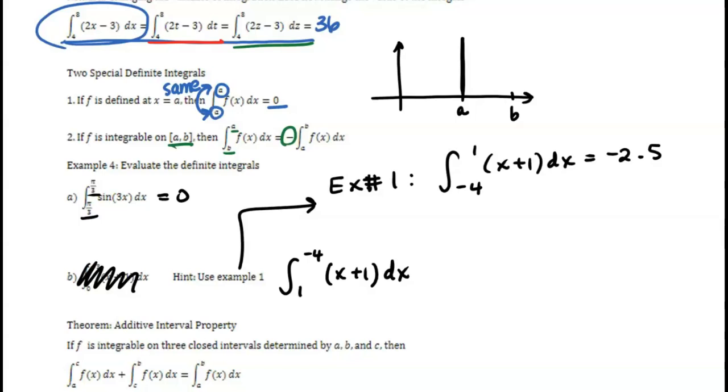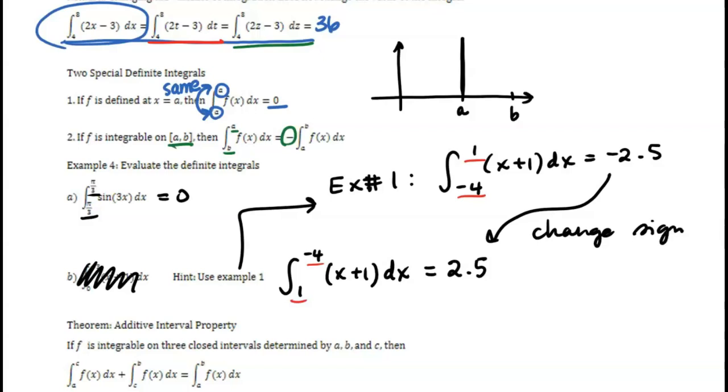So down here, we're doing the exact same integral. The only difference is instead of going from -4 to 1, we're going from 1 to -4. So the answer we're going to get out is going to be the opposite of our original answer. We change the sign. When you switch your limits of integration, your sign changes.